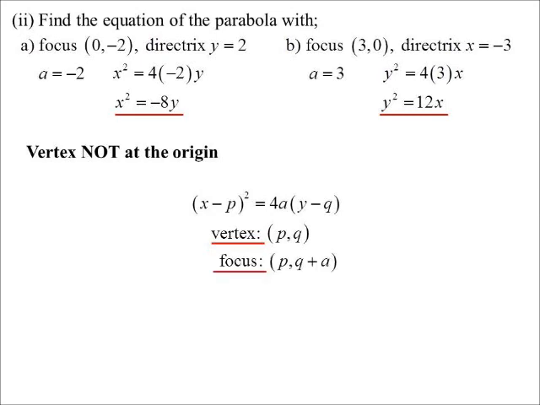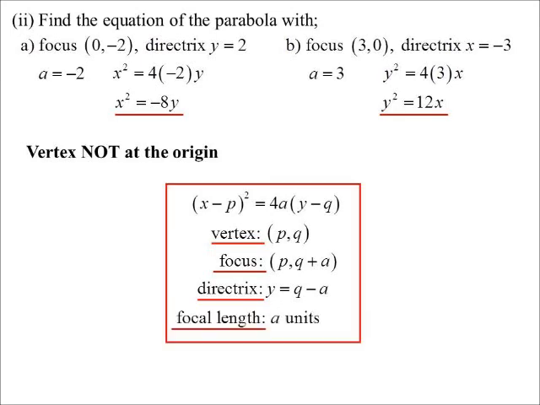So my focus will be a units above the vertex, so it'll become (p, q plus a). The directrix will be a units below the vertex, so it'll be y equals q minus a. Focal length doesn't change, all we've done is shifted the parabola, so it's still a units.